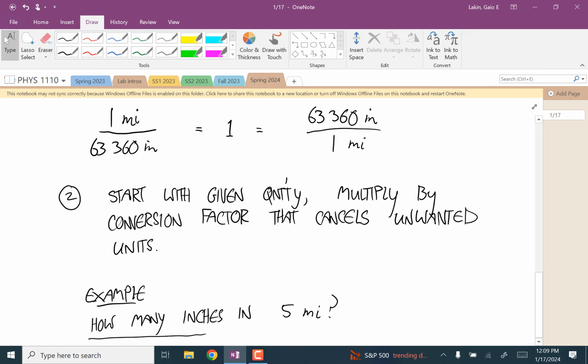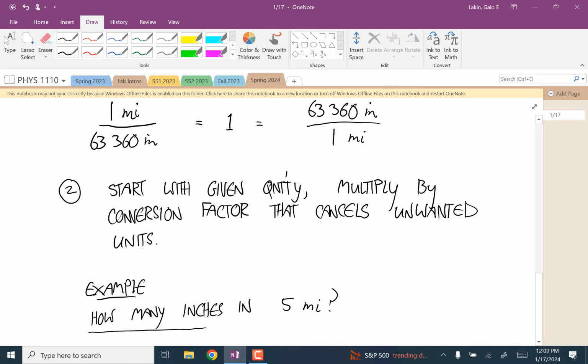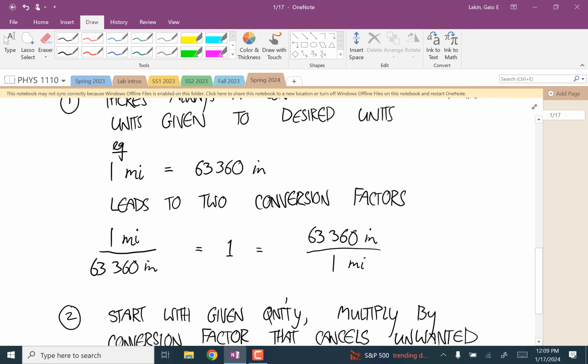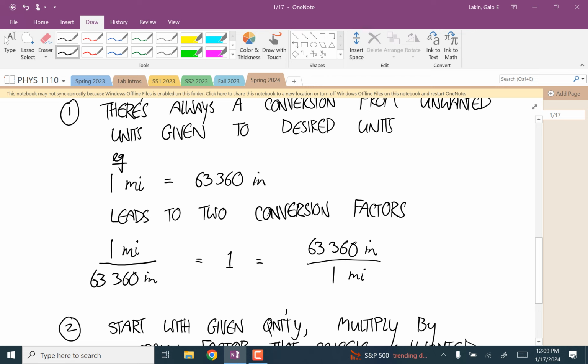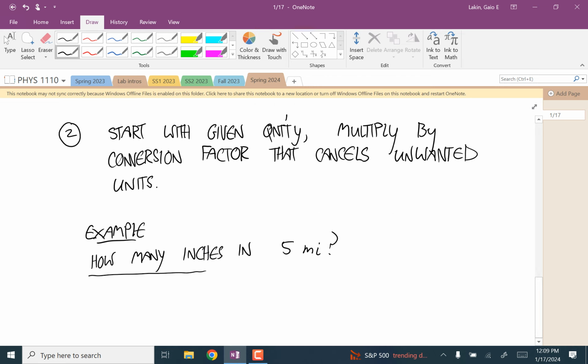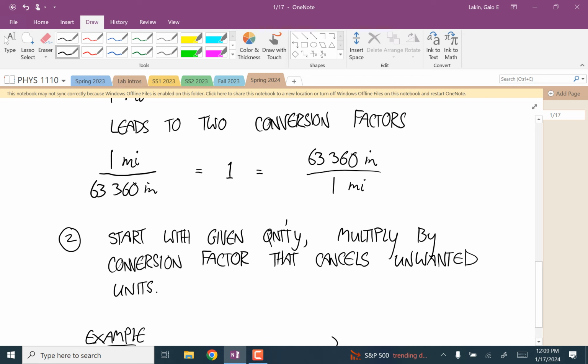Well, I've already given you the conversion between miles and inches. 1 mile is equal to 63,360. And so what we're going to do is take that 5 miles, and notice the miles, that's what I'm calling the unwanted units. We're trying to get rid of those and replace it with inches. And I'm going to multiply by whichever one of these two fractions cancels out the miles.